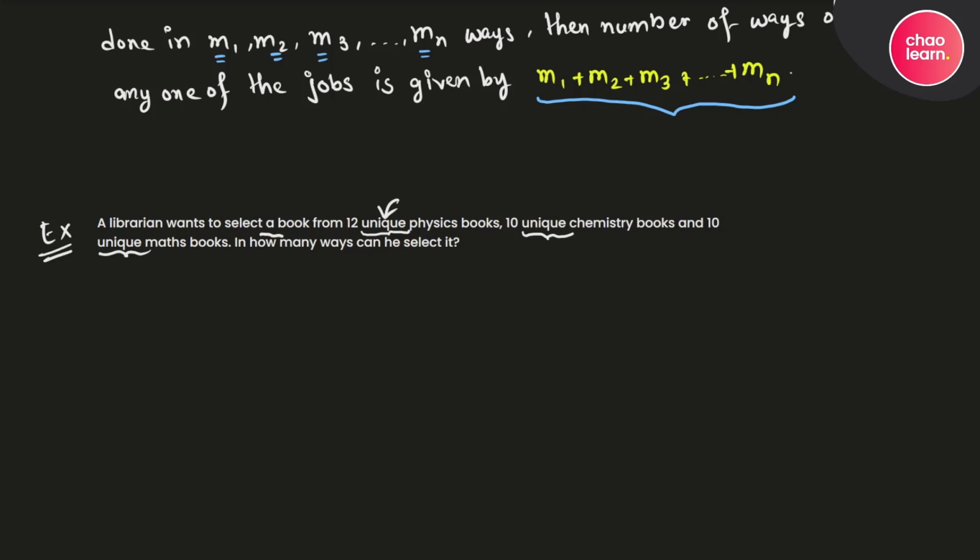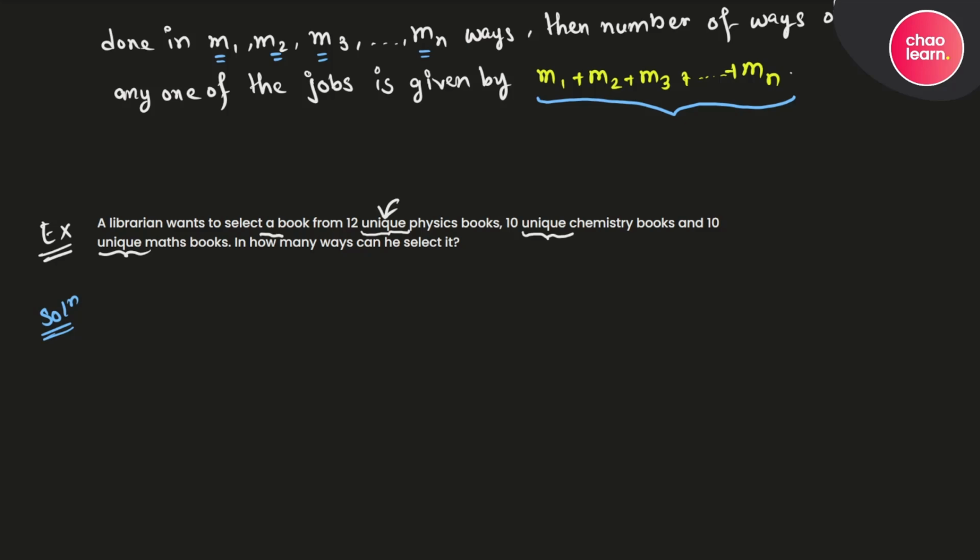So let me write the solution. What are the possible jobs that this librarian could do? He could choose either a physics book or a chemistry book or a maths book, right? Did you notice I said or? So definitely there's something to do with the fundamental principle of addition, right? So let me write down the jobs that he could perform.